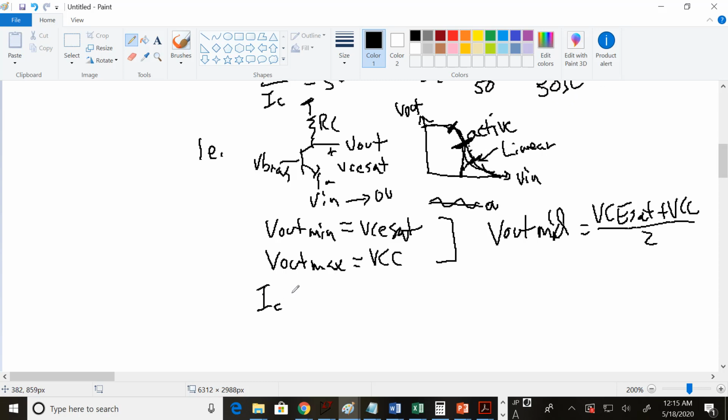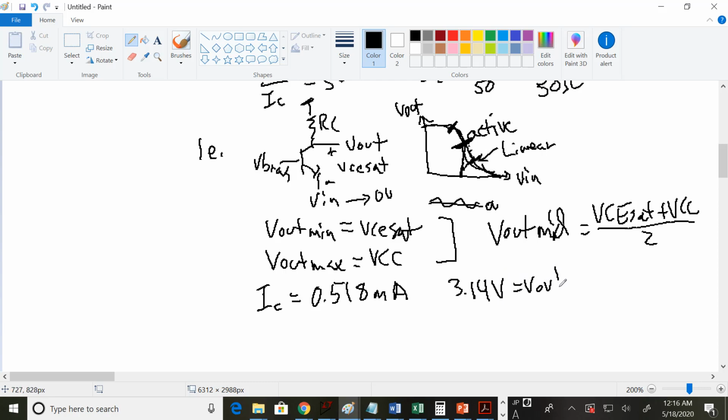Your IC at rest is 0.518 milliamps, and you know that your V out, what did I get that to be? Okay, I got V out mid was 3.14 volts.